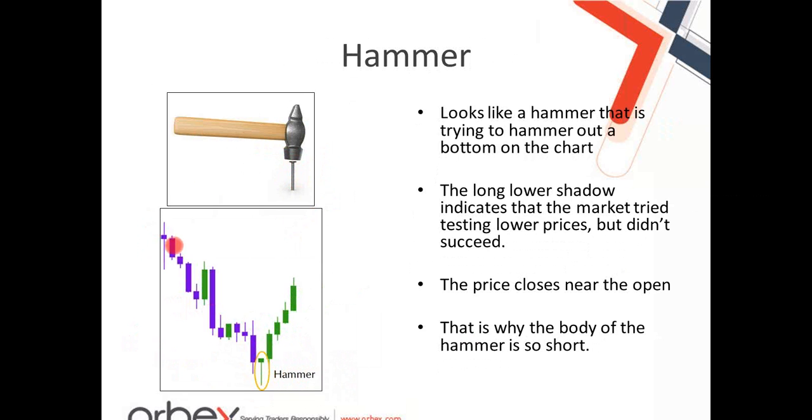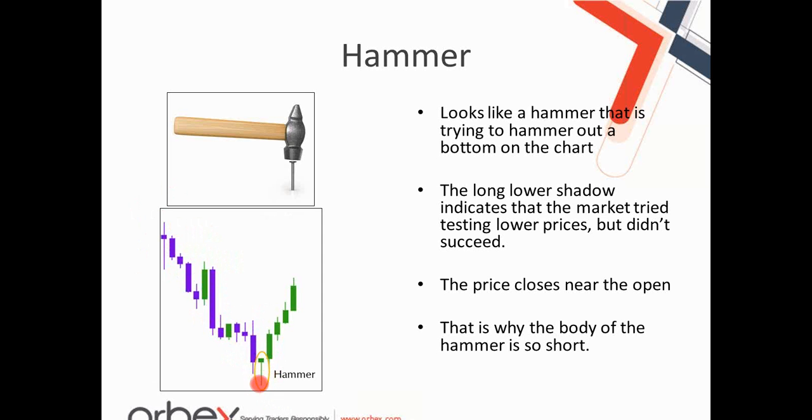Okay, so the market is going down. We have a ton of bearish candles, right? And oftentimes you can expect a weakening bearish trend as well. But a hammer is a reversal indicator because, you see, it has a very short body over here, but it has a very long lower shadow.